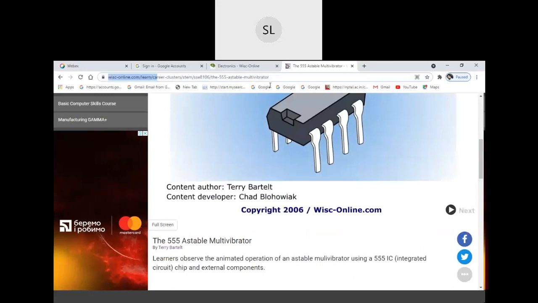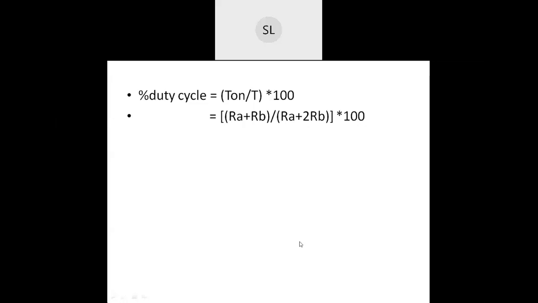So if you want, I will paste the link of this in the chat box so that if you want to understand once again, you can go through it. Okay. I have posted the link in the chat box for this astable multivibrator. Fine. Any doubt now?